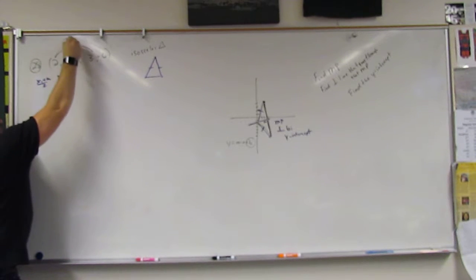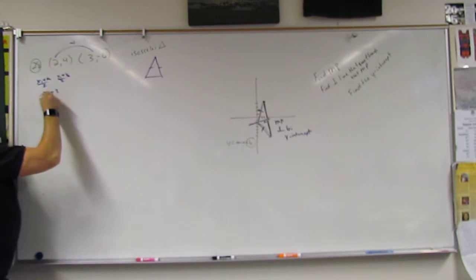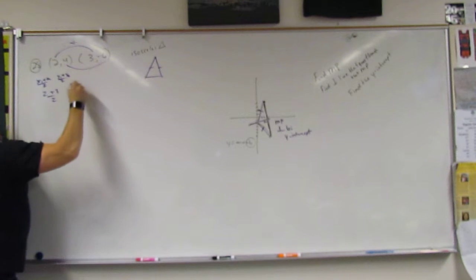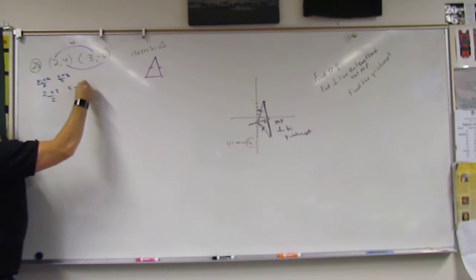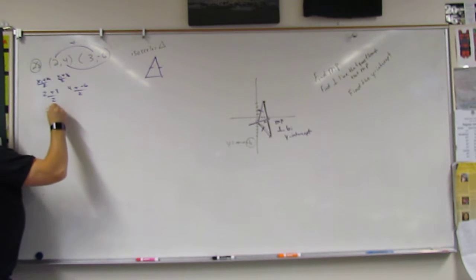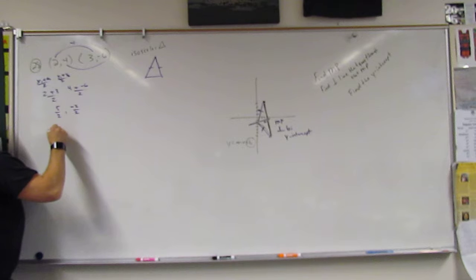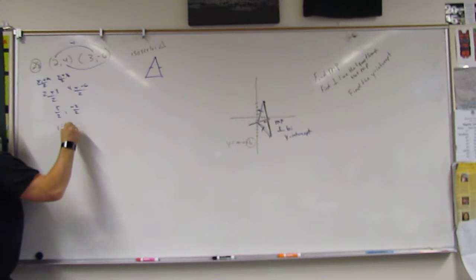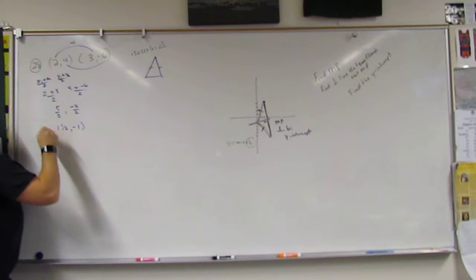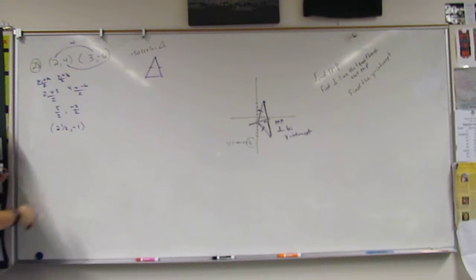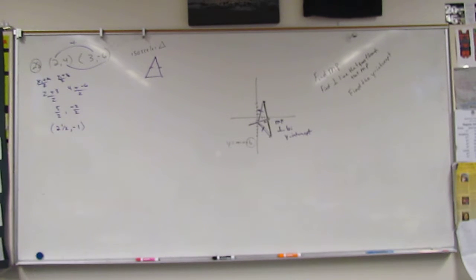Parentheses. So, 2 plus 3 over 2, and 4 plus negative 6 over 2. 5 over 2, and negative 2 over 2, which is negative 1. So we got 2 1/2 and negative 1. There you go. Better math. Thank you.